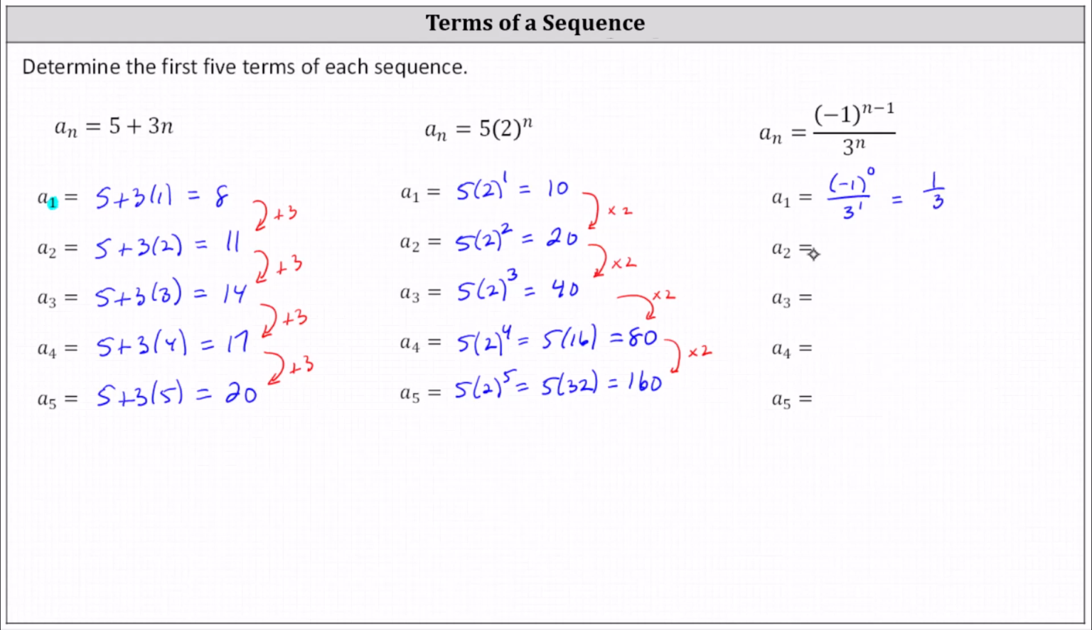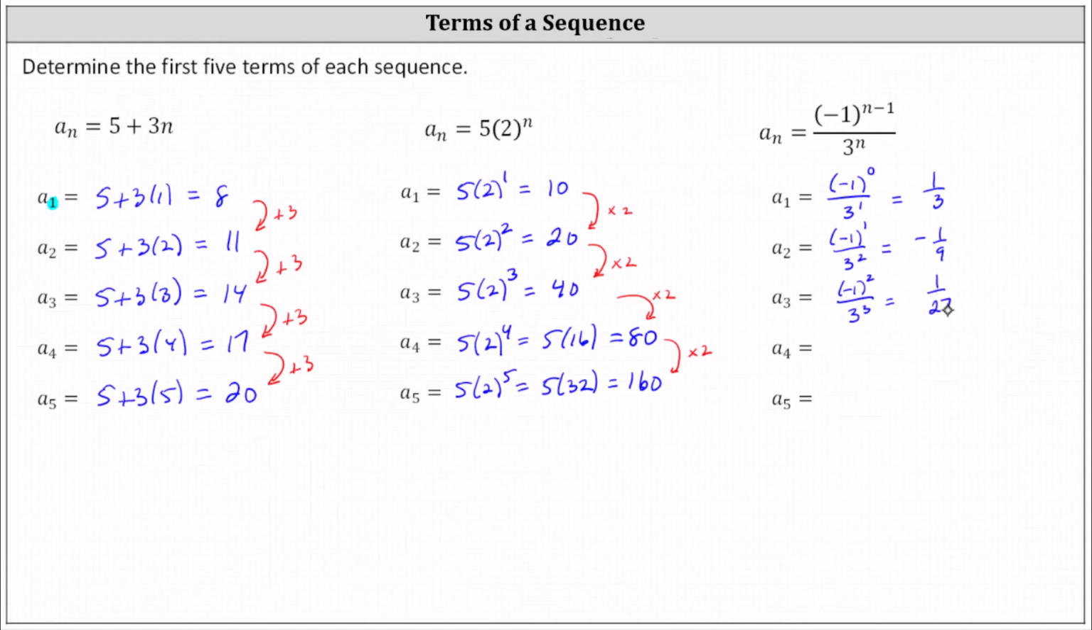To determine a sub 2, we substitute 2 for n, which gives us negative 1 to the power of 2 minus 1, or to the first power, divided by 3 squared. Negative 1 to the first is negative 1. 3 squared is 9. A sub 2 is negative 1/9. To find a sub 3, we substitute 3 for n, which gives us negative 1 to the power of 3 minus 1, which gives an exponent of 2, divided by 3 cubed. The square of negative 1 is positive 1. 3 cubed is 27. A sub 3 is 1/27.